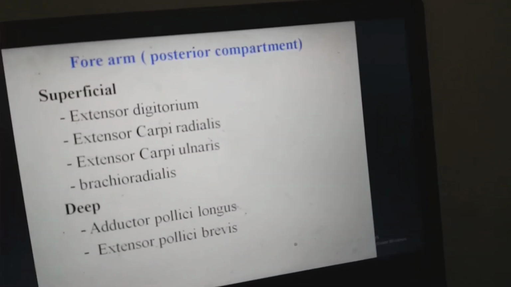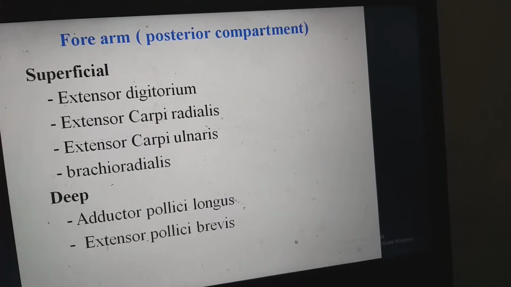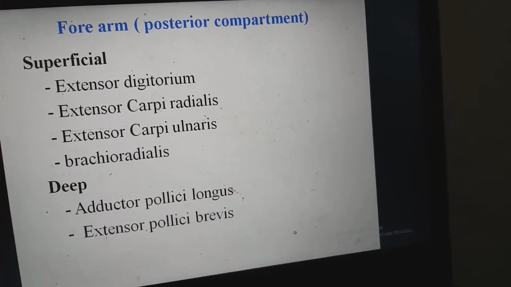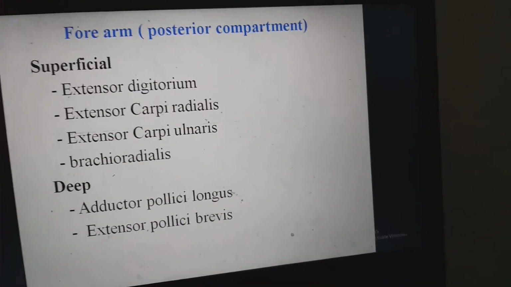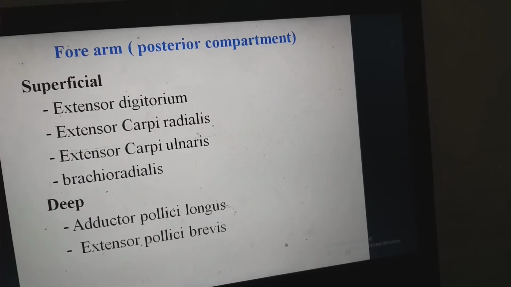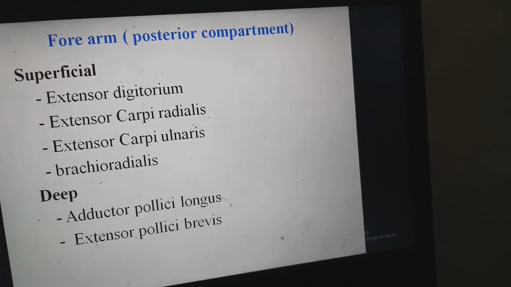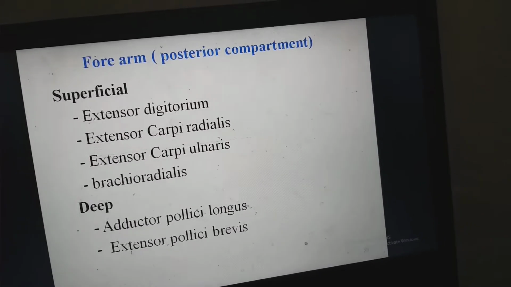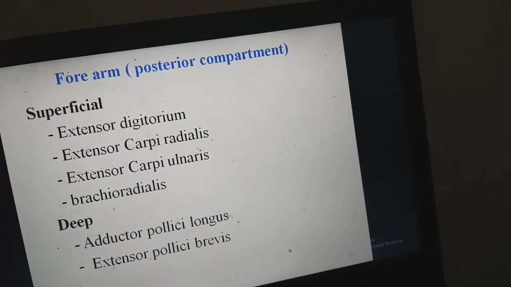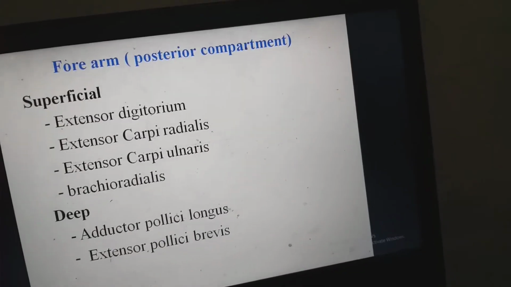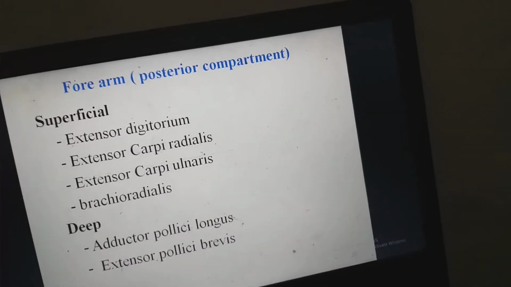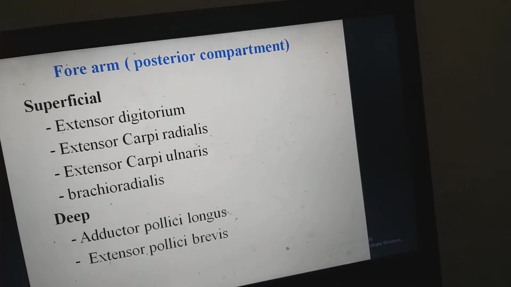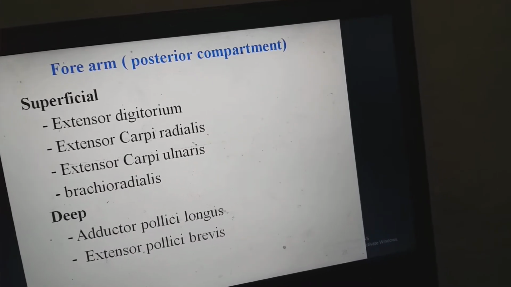The forearm muscles of the posterior compartment you can classify as superficial and deep. Superficial: extensor digitorum. The anterior ones we say flexor because they are flexing, but the posterior ones are extending. That's why we say extensor muscles. So extensor digitorum, extensor carpi radialis, extensor carpi ulnaris, brachioradialis. The deep ones: abductor pollicis longus and extensor pollicis brevis. Brevis means short, longus means long.